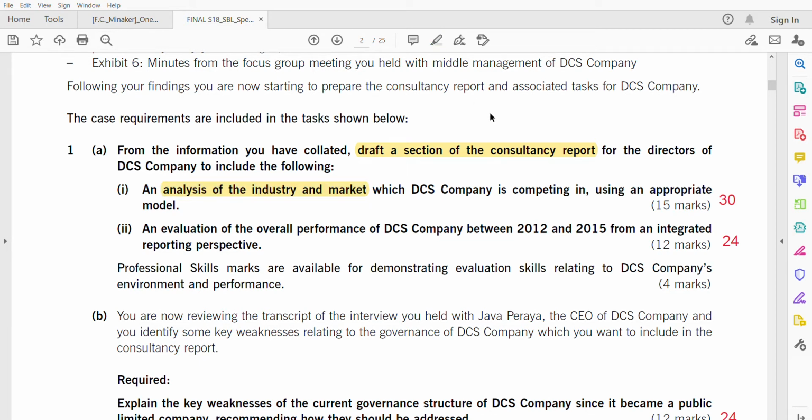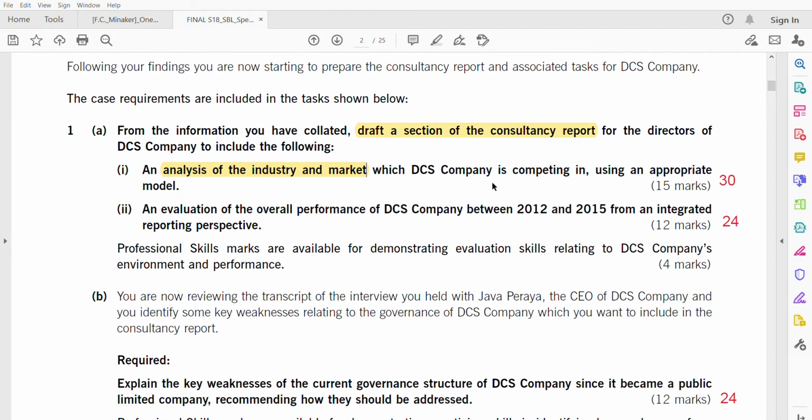15 marks, 30 minutes, only 30 minutes we are going to spend on this. And what are the professional marks? Just read the professional marks again. It's evaluation skills. Evaluation means the pros and cons, and then you have to come out with a recommendation. Okay, so now let's go. Just keep this requirement in mind.